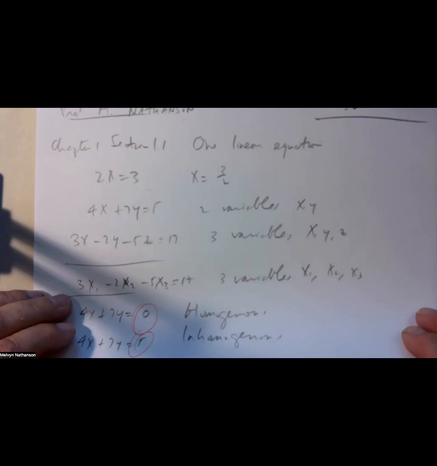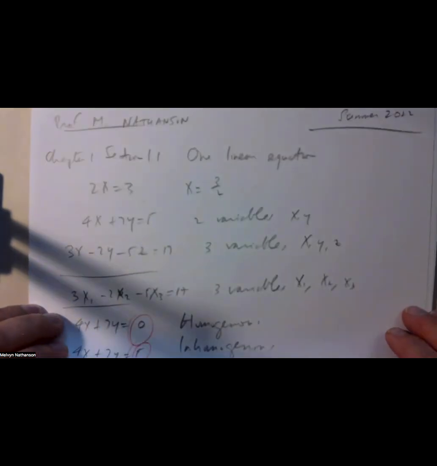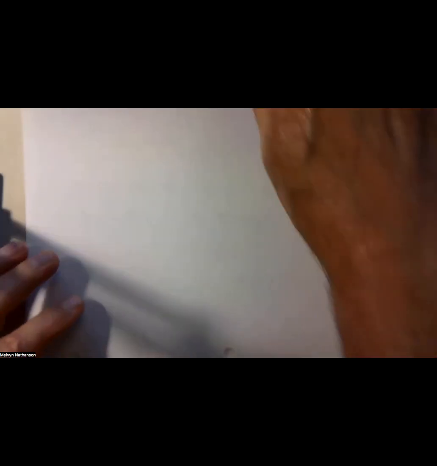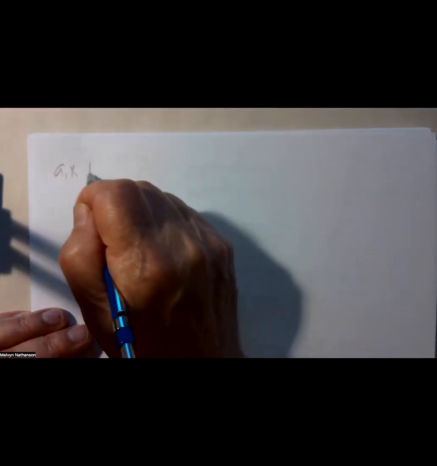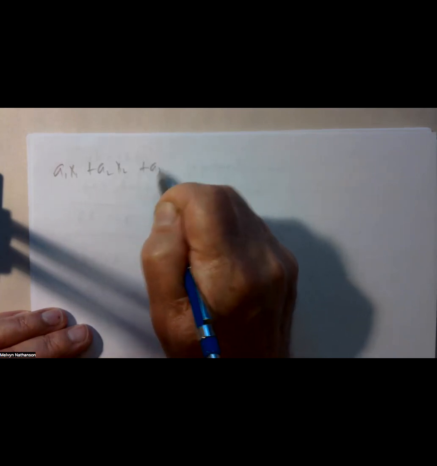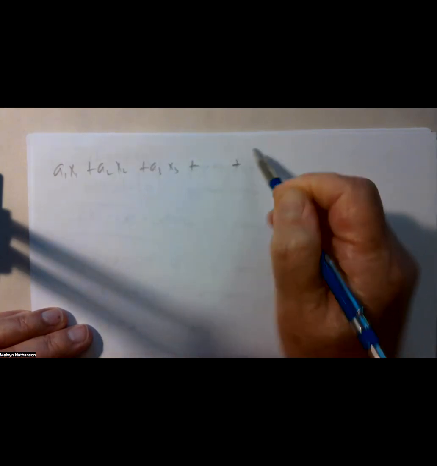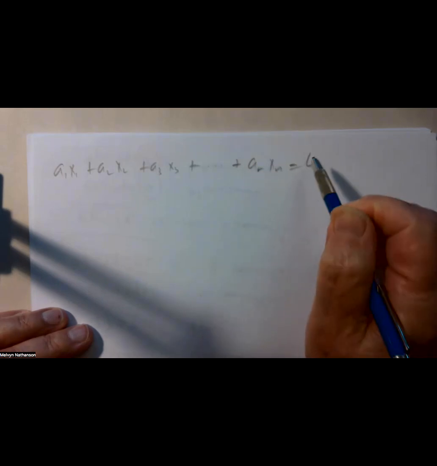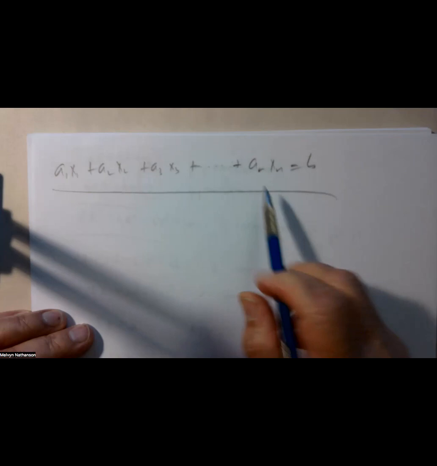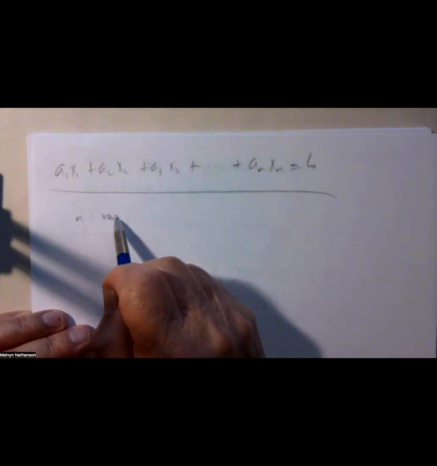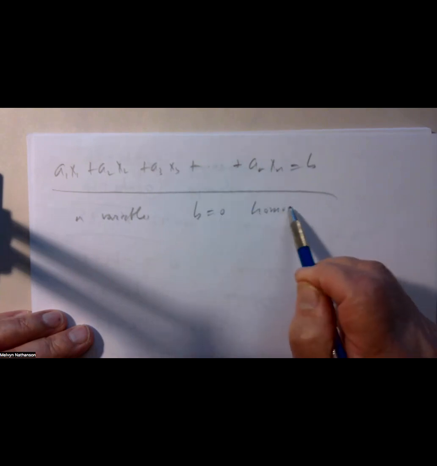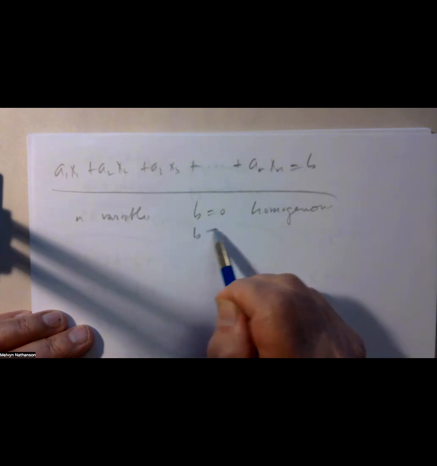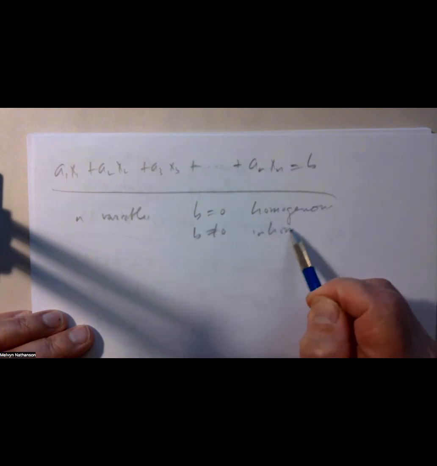The general linear equation can have any number of variables. And a standard form to write the linear equation is a1x1 plus a2x2 plus a3x3 plus ... plus a sub n x sub n equals b. So this is the standard linear equation in n variables. And if b is 0, it is homogeneous. And if b is not 0, it's inhomogeneous.